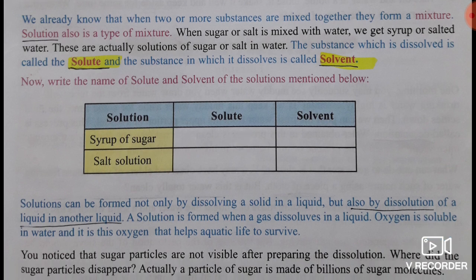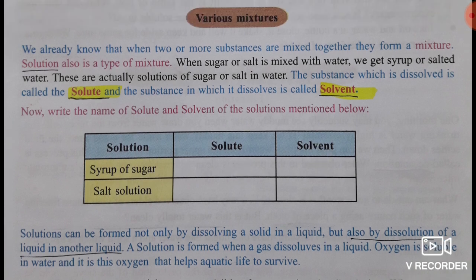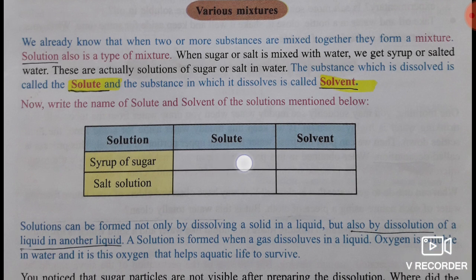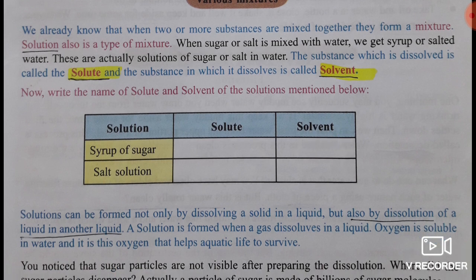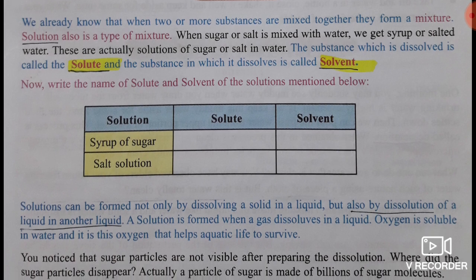And what is solute and solvent? The thing which is dissolved, that is which is added, that is the sugar, is said to be solute, and the substance in which the thing is added is termed as solvent. Here we are adding sugar to water, so water will act as solvent.